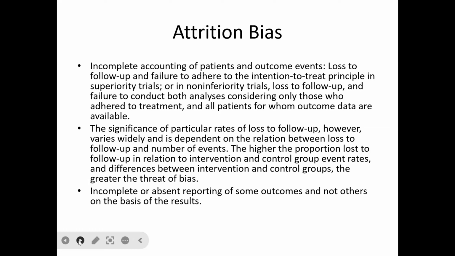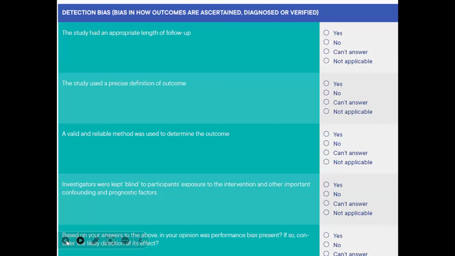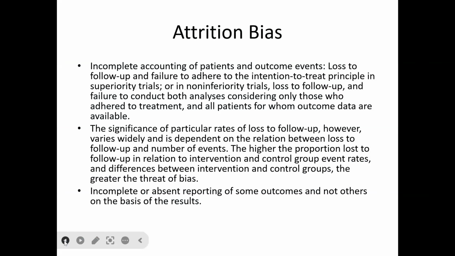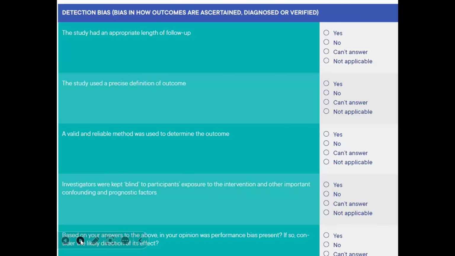Incomplete or absent reporting of some outcomes and not others on the basis of the results. Many times, especially in small studies, people do that. If it is a result they don't like, they just don't report it. Or if it's an unexpected result, they would not report it. So that comes under incomplete or absent reporting. That is, some part of the data or some part of the conclusion we just hide. You don't show it. Next.